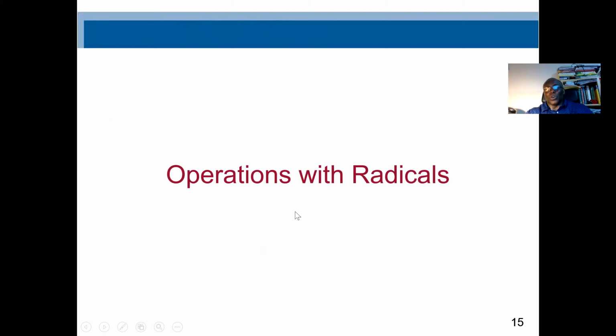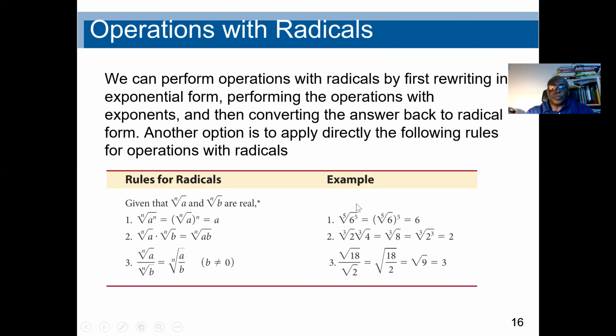So next we move to operations with radicals. These are the rules for radicals. Here we are given that the nth root of a and the nth root of b are real numbers. So if I have the nth root of a raised to the power n, as we said earlier, the root is the reciprocal, so n means 1 over n. The 1 over n times n will cancel each other, and that will give us a.